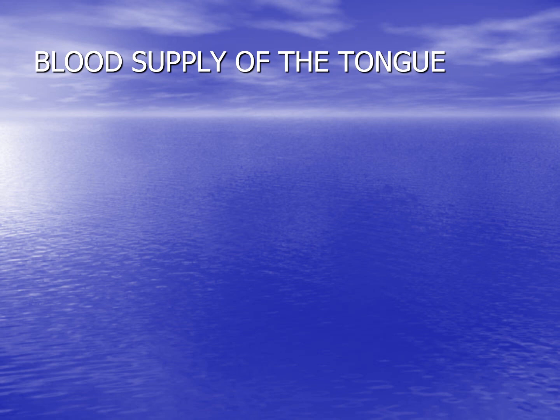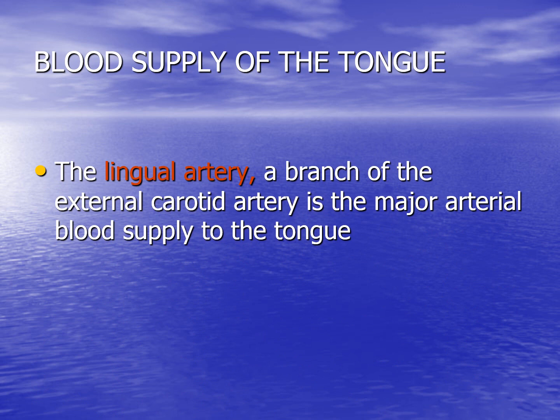What is the blood supply of the tongue? We have taken before that there is the lingual artery, a branch from the external carotid artery. The lingual artery is a branch from the external carotid. This is the major arterial blood supply of the tongue. What do you know about the course and branching of the lingual artery? This is very important.